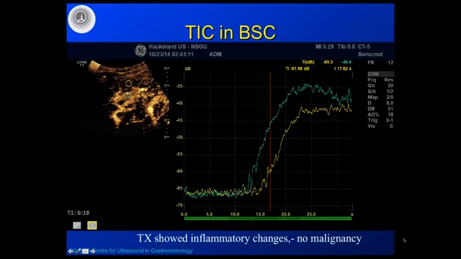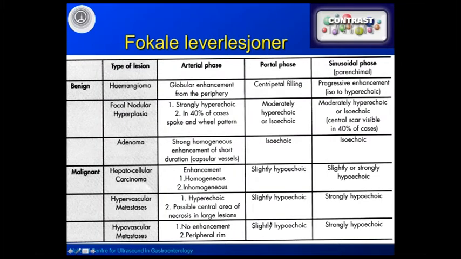So to sum up, if we look at the total schedule of focal liver lesions, it's important to distinguish between benign and malignant, of course. And the different benign lesions we have now gone through, we can actually characterize and distinguish hemangiomas from focal nodular hyperplasia from adenomas by looking carefully at all the 3 phases of liver enhancement.